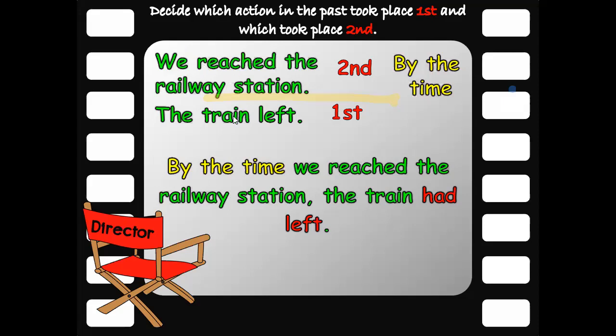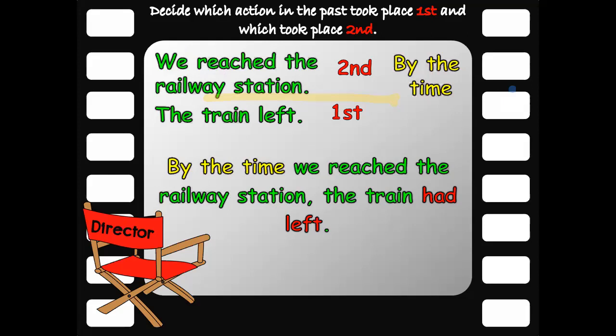Action number one يا سيف will be in present sorry past. اللي هي the train. ثواني. Action number one will be the past simple or past perfect. لا teacher. سيف. في البوست. Action number one past perfect تمام. And action number two will be in past simple or past perfect.